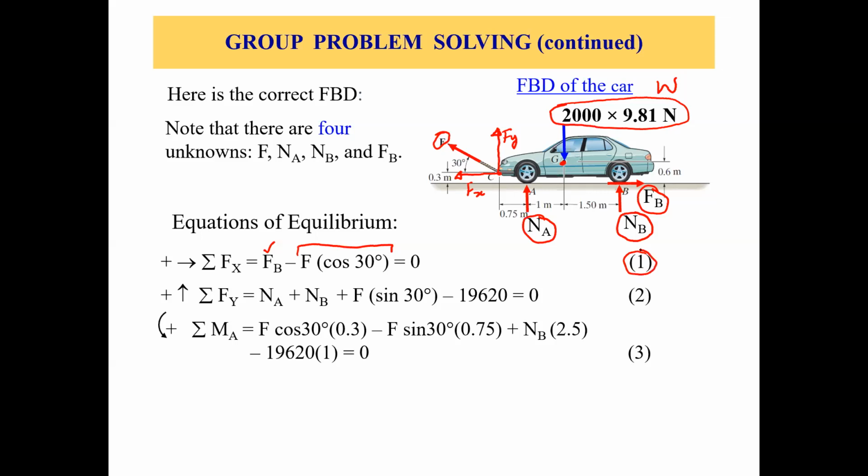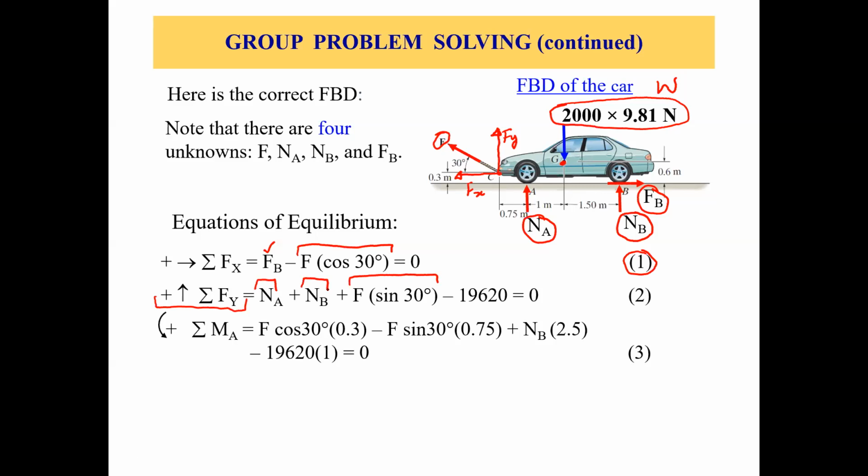Now, let's apply sigma Fy with positive upward sign convention. So sigma Fy equals 0. What are the forces acting in the y direction? There are many forces. First of all, if you start from the left side, we have Fy, the y component of the force F, which is F times sine of 30. Then we have NA, again acting upward, so positive. Then we have NB, which is again positive, the normal force at point B.